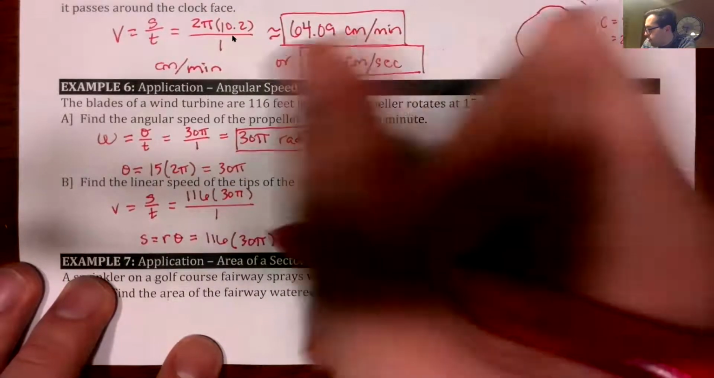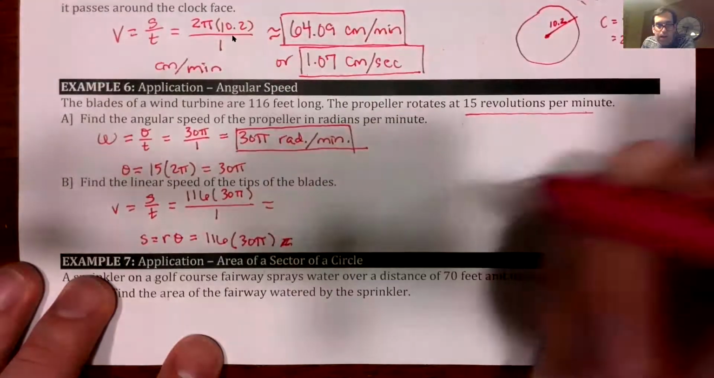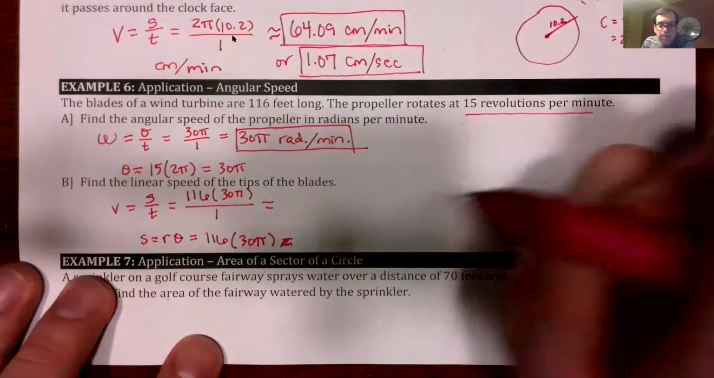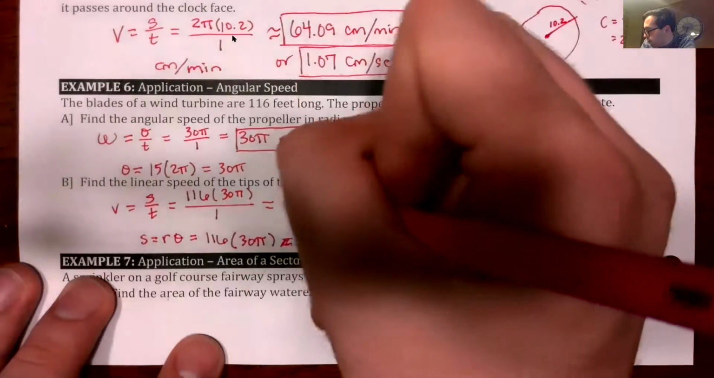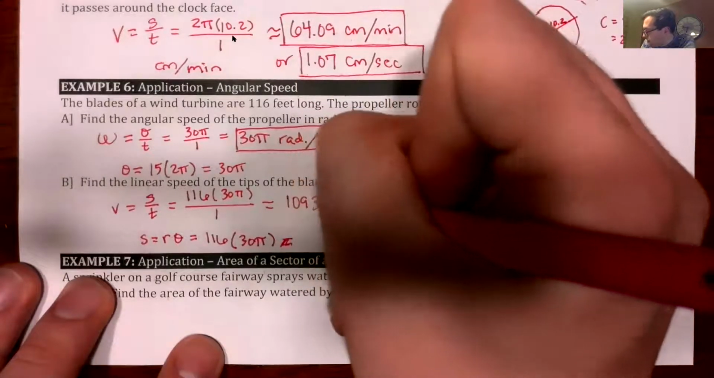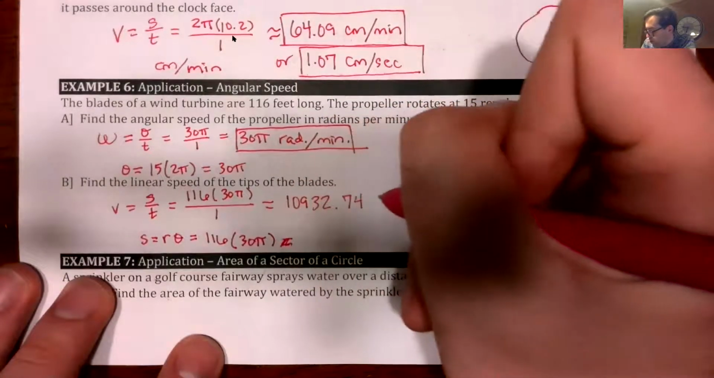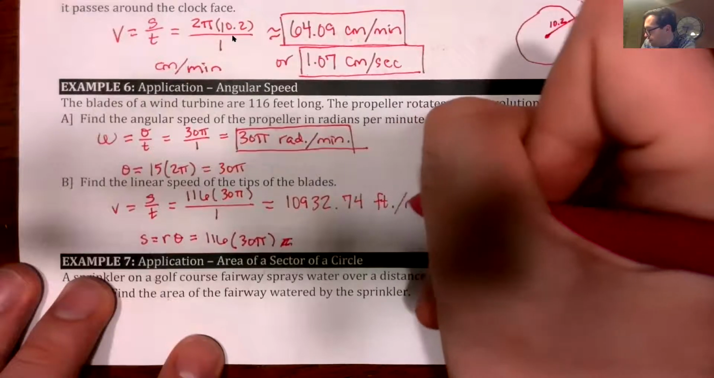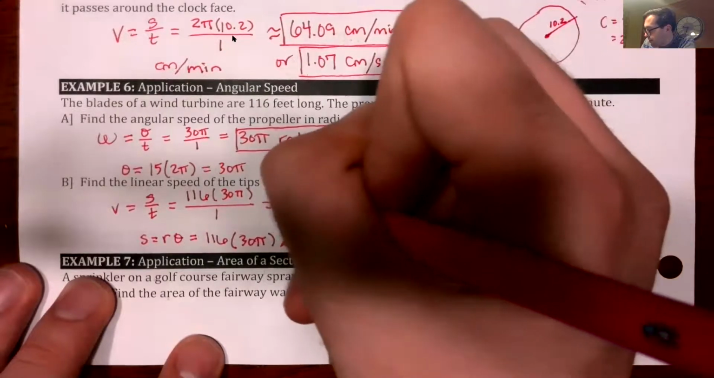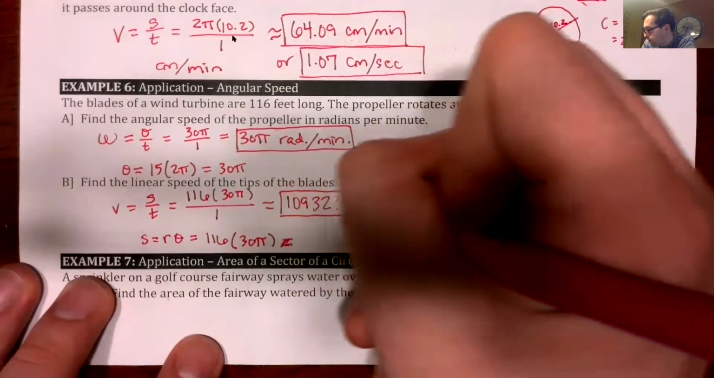And so we're going to end up with, if we multiply that all out, now this is linear speed, so we don't want it to be in terms of pi. So we're going to actually multiply. And we're going to get 10,932.74 feet per minute. That thing's traveling pretty quick.